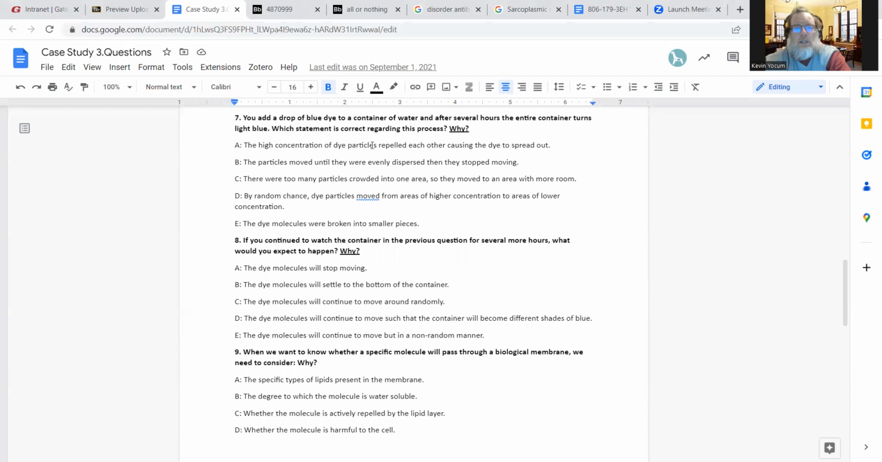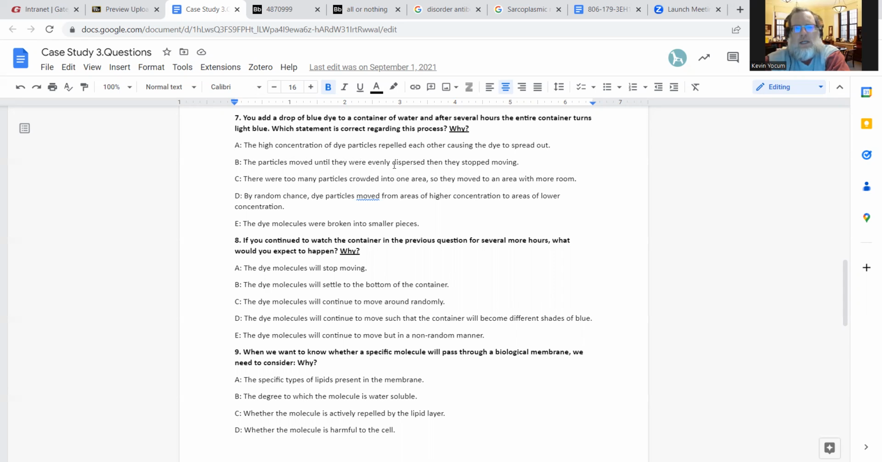High concentration of dye particles repel each other, causing the dye to spread out. They're not really repelling each other. This almost implies that they have the ability to choose to be active and repel and go against each other. This is not what's happening. They don't just get dumped in and start fighting against each other and bouncing off of each other. That's what repelling means, so it's not really happening.